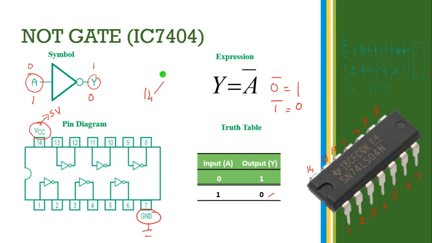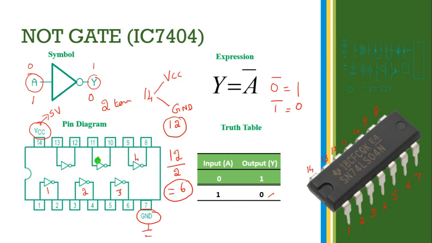Next, there are 14 pins in total. One pin goes for VCC and another is allotted for ground. How many pins remain? 12 pins remain. Already you know that a NOT gate has one input and one output. So a single NOT gate contains two terminals, one input and one output. Here 12 terminals remain. That's why 12 divided by 2, a total of 6 NOT gates are available inside the single IC 7404 chip. This is the first NOT gate, this is the second, third, fourth, fifth, and sixth.